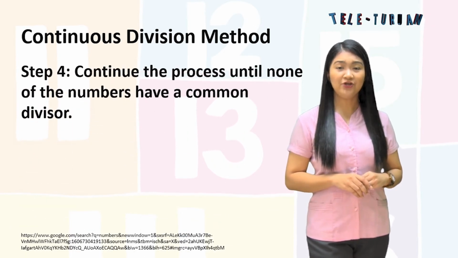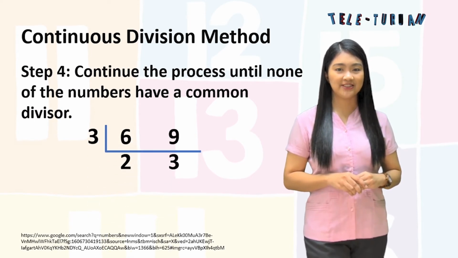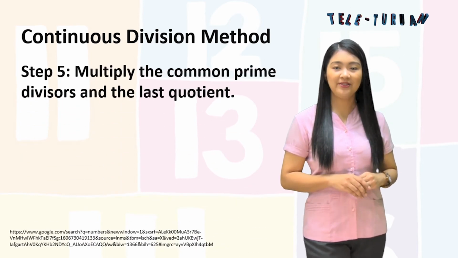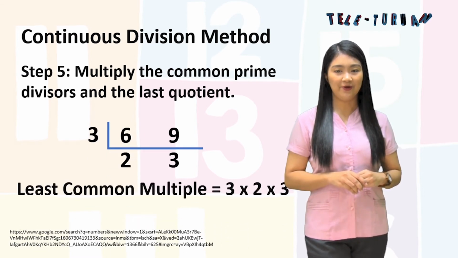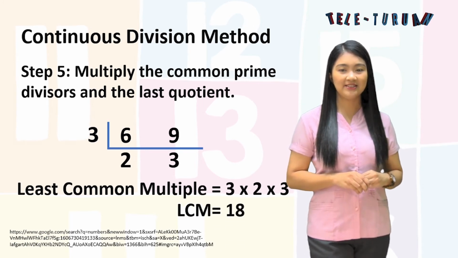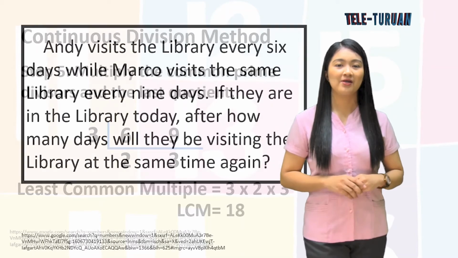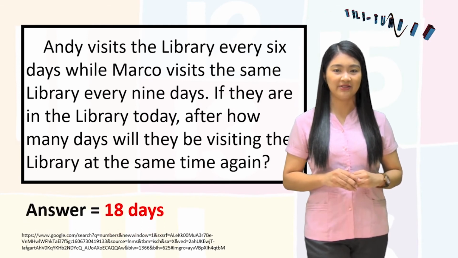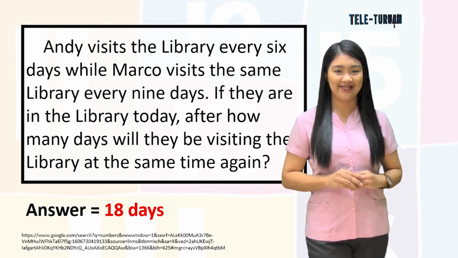Step 4, continue the process until none of the numbers have a common divisor. The quotients 2 and 3 are both prime numbers. Step 5, multiply the common divisors and the last quotient. Least common multiple is equal to 3 times 2 times 3. The LCM is equal to 18. The answer to the problem is 18 days. As you can see, we will arrive at the same answer using any of these three methods in finding the LCM and GCF. Now, let's sum up the lesson.